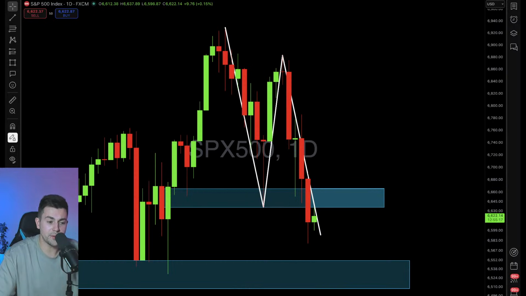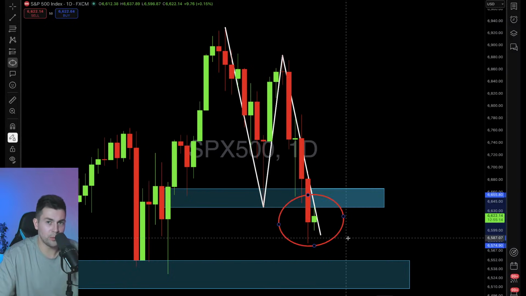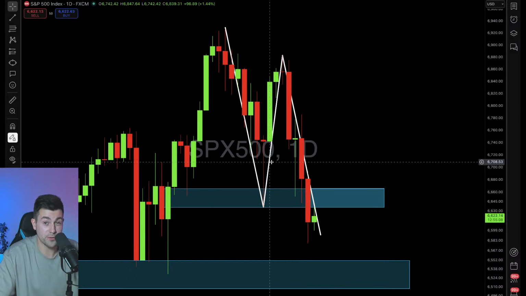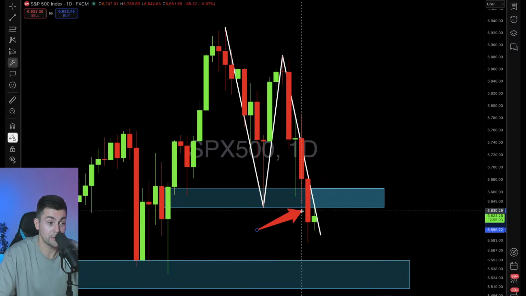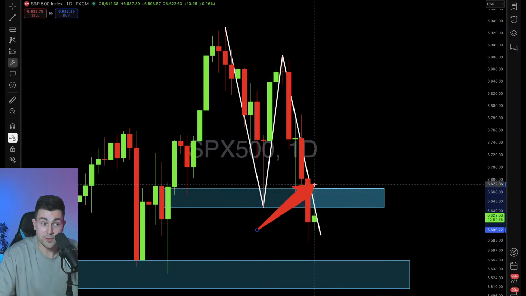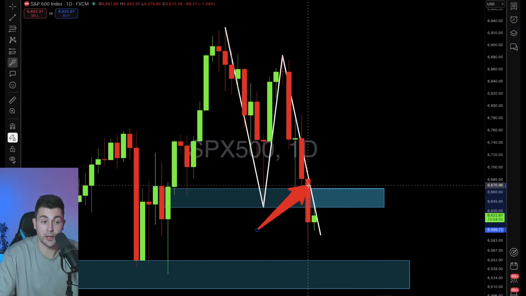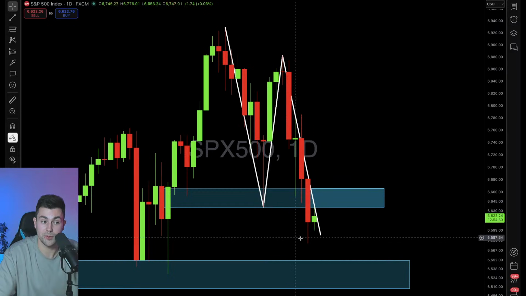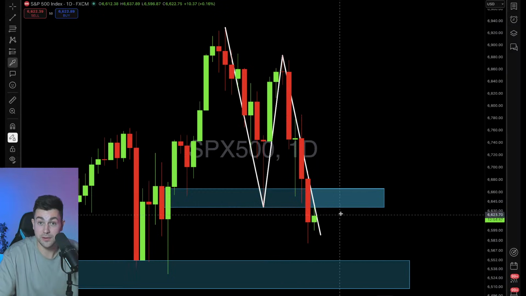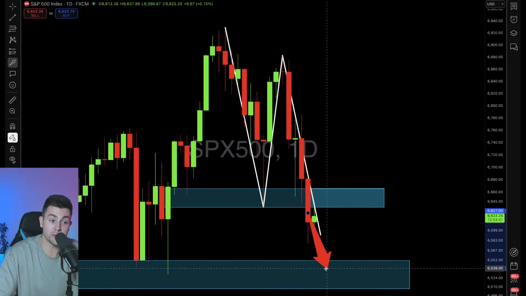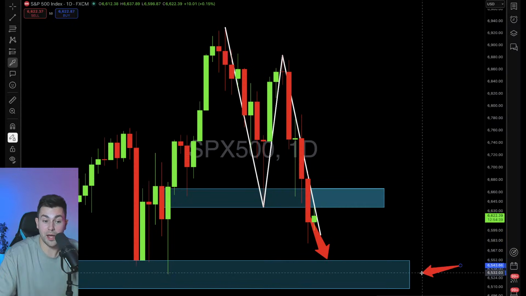So honestly, I don't think that it will be a good idea to sell this broken structure, because the formation of this ABCD pattern may suggest that this violation right here is just a trap and a false breakout. So if the market bounces and we see a bullish movement and a daily candle closes above that broken structure, it will suggest that this violation is a trap, and then we can expect a movement higher. But if the price drops lower, just look for buying from that structure.